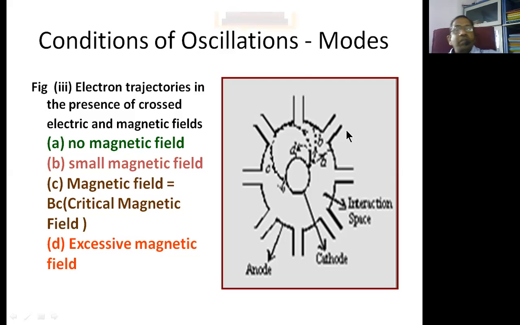Basically we go with these modes of operation or conditions of the oscillations. The conditions of the oscillations depend on the modes of the operation. So we normally operate this in three modes. We can have one more mode which is not of much use, that is the excessive magnetic field mode. This figure 3 shows the electron trajectories in the presence of crossed electric and magnetic fields. First of all, this green line, the first one is A, no magnetic field.